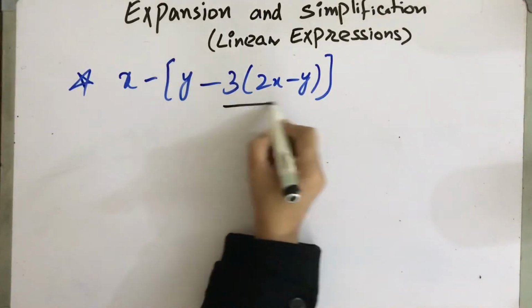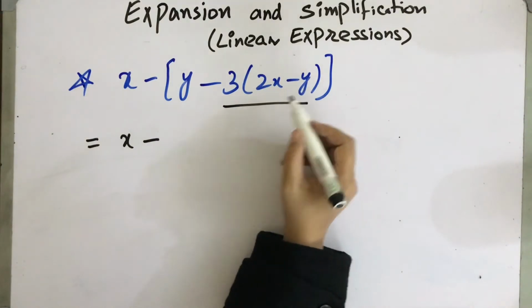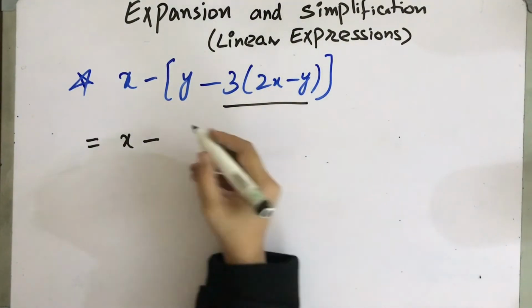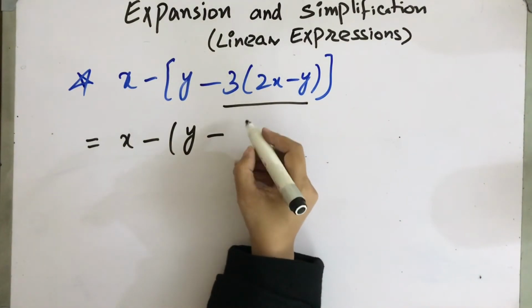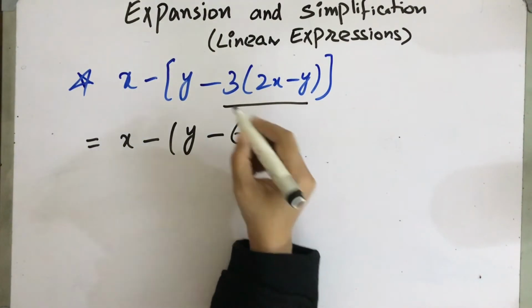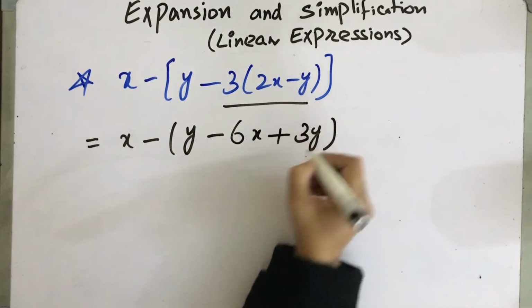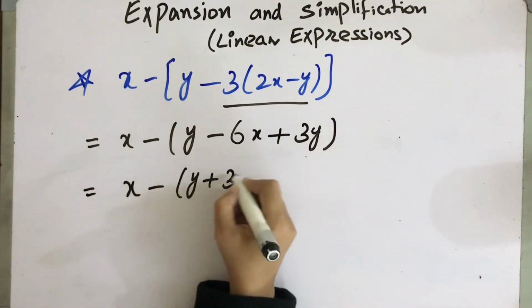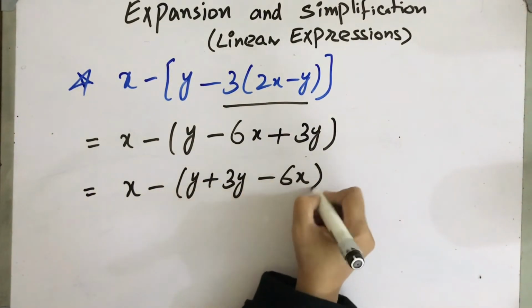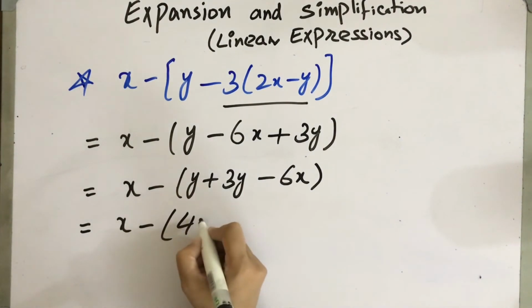So we shall start with the innermost bracket. X minus, as we have a plan to open this bracket, I shall make this bar bracket a small bracket. Y as it is. Minus 3 will be multiplied with 2. Minus 3 times 2 is 6x. And minus 3 multiplied with minus y will give me positive 3y. Now I shall arrange y, 3y like terms, minus 6x. As both y's are positive, I shall have positive 4y. 3 plus 1 is 4y.